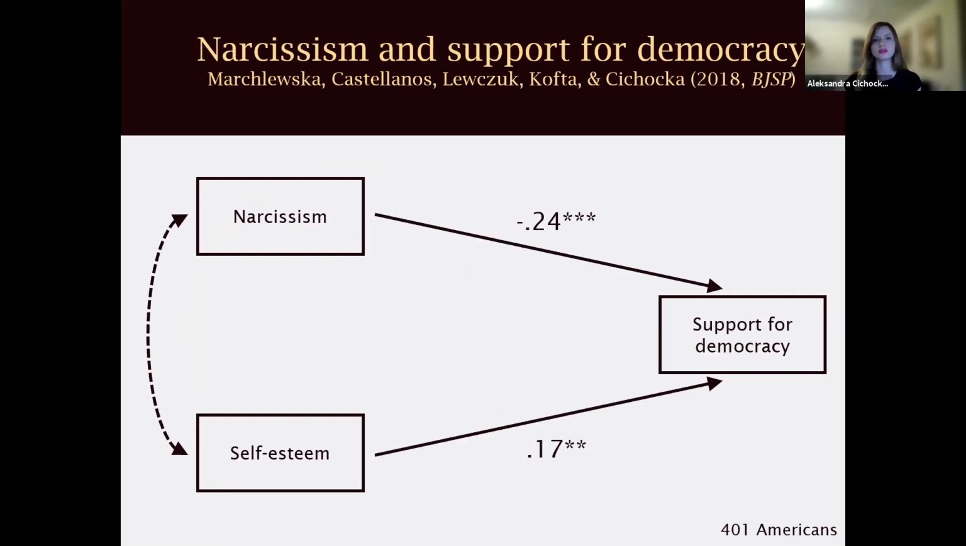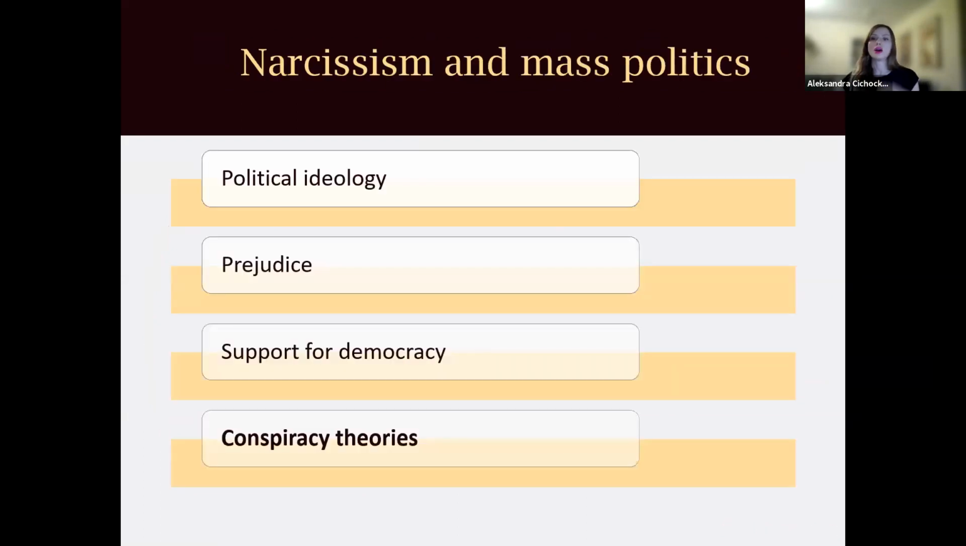So in two studies here, my colleagues and I found that indeed narcissism was associated with lower support for democracy, while self-esteem without the narcissistic component, a more secure form of confidence in oneself, was positively associated with support for democratic values and institutions. Okay, so what does it mean? What implications could narcissism then have for belief in false information or conspiracy theories specifically?